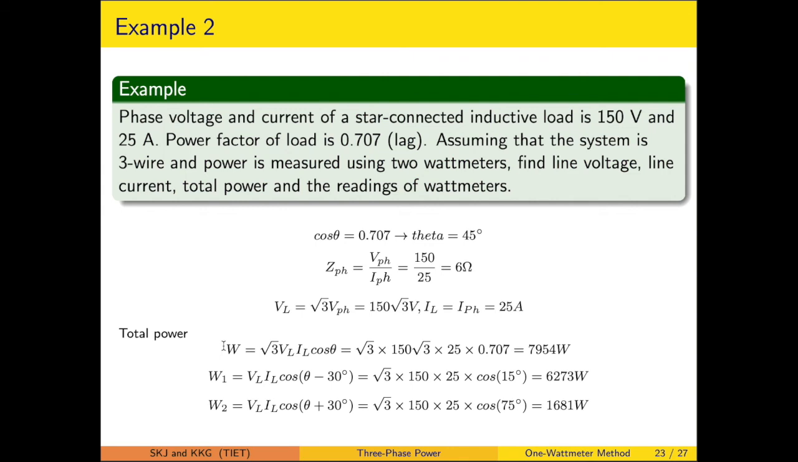So the total power you can measure likewise in terms of the line parameters, or the same can be done with the help of phase parameters. W1 is VL IL cosine of theta minus 30 degree, W2 is VL IL cosine of theta plus 30 degree. So W1, W2 are coming out to be like this.